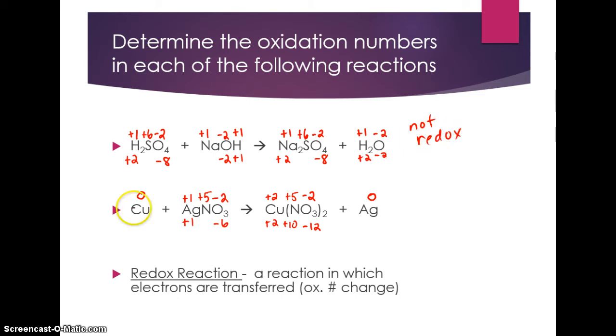Let's look here. Copper is 0, and copper then becomes +2. That's a change in oxidation number. Silver is +1, and then silver becomes 0. That's a change in oxidation number. Nitrogen is +5, that stays the same. Oxygen is -2, that stays the same. So this one, yes, is a redox reaction.